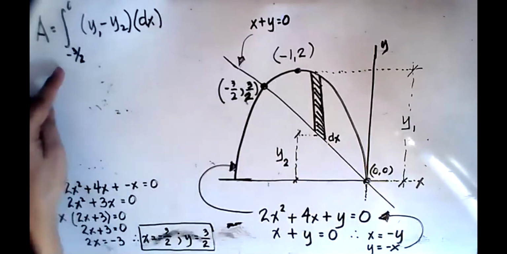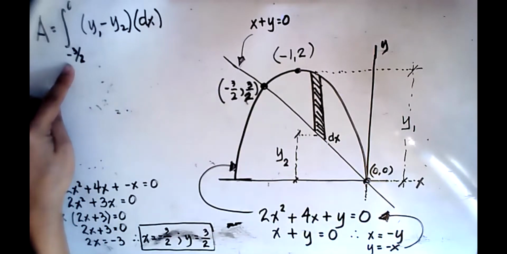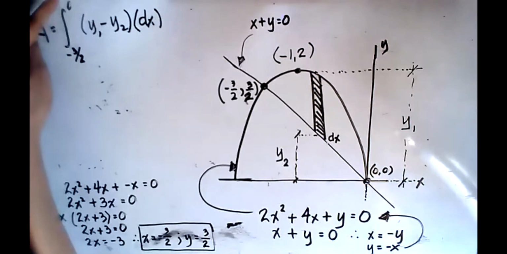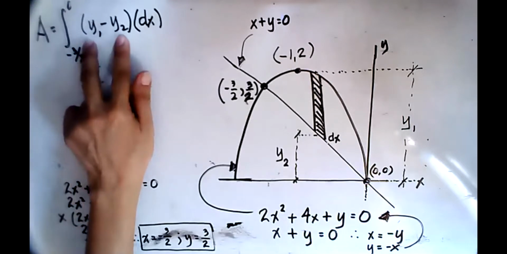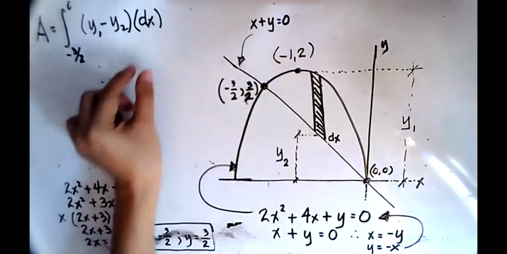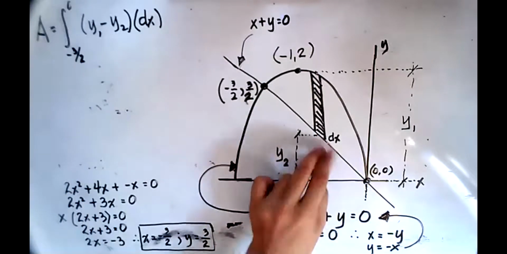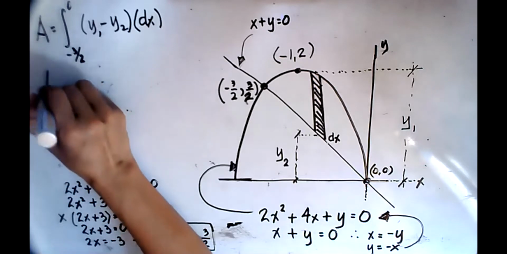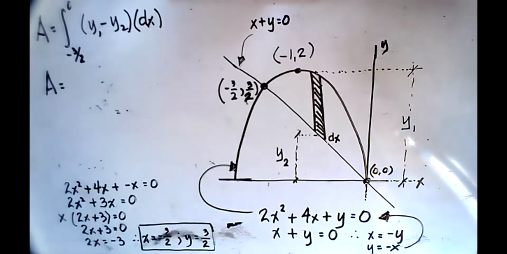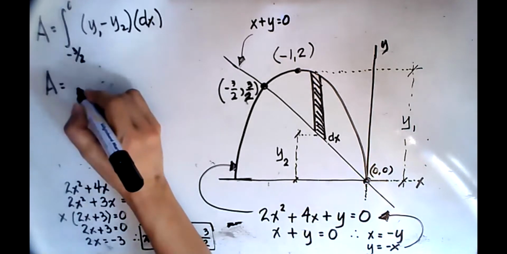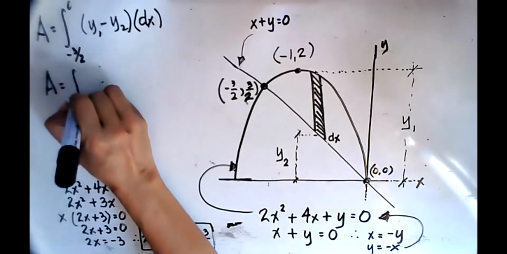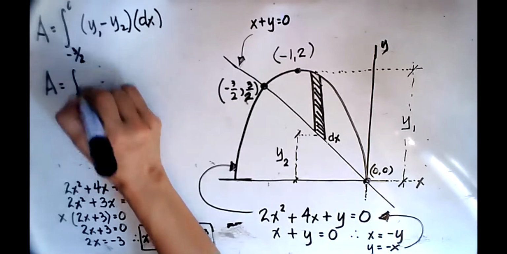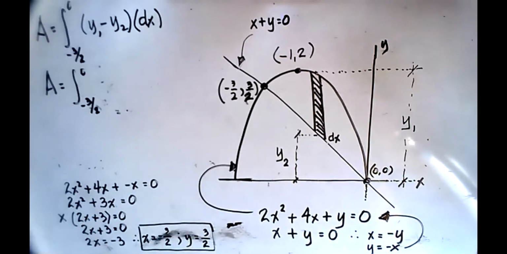So that means our integral will be from a lower limit of negative 3 halves to an upper limit of 0. So you have y sub 1 minus y sub 2, which is the height of the element. And then, of course, dx, which is the width of the element. So now we are going to use this integral, area is equals to the integral from negative 3 halves to an upper limit of 0.